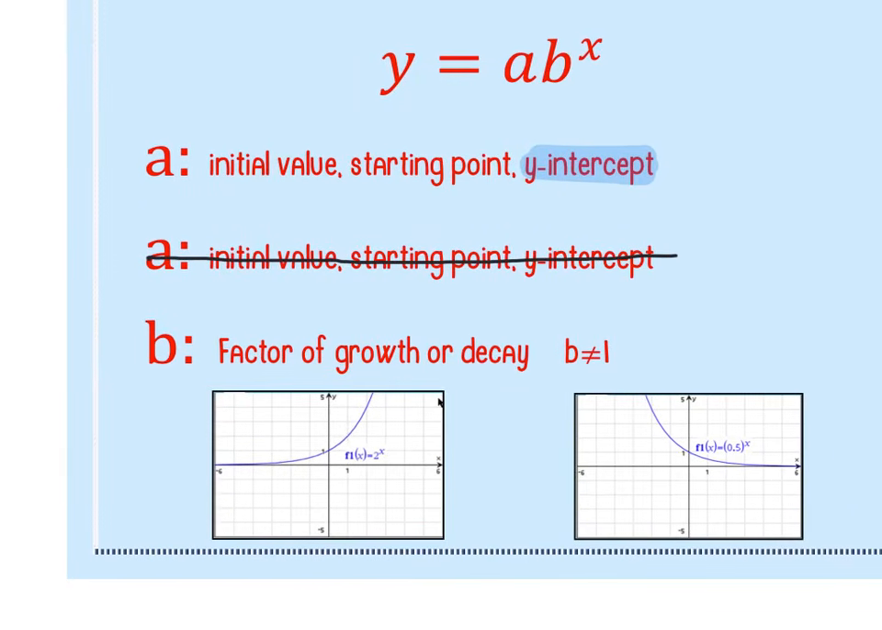So down here we have these two graphs. Now, what are these two graphs? The first one is f of x equals 2 to the x. Well, when your b value is greater than 1, in this case it's a 2, it is called an exponential growth. If the b value is less than 1, this is called an exponential decay.